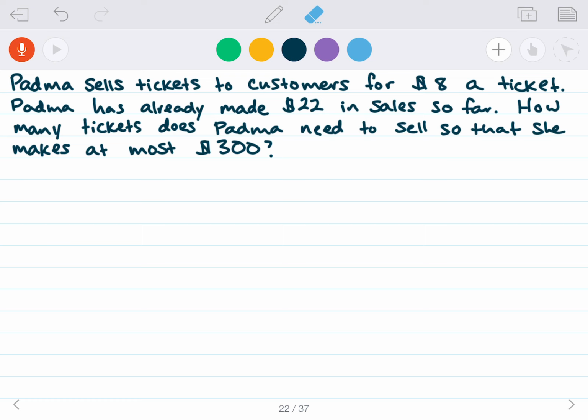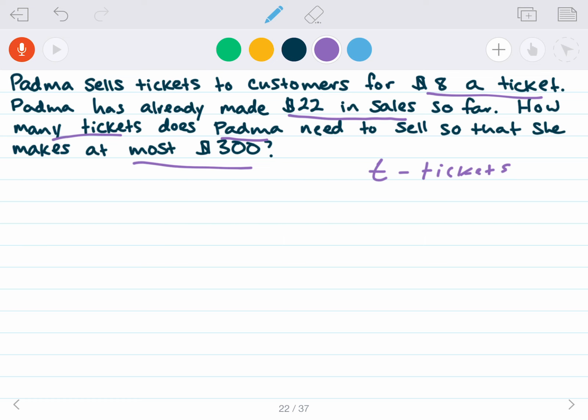Padma sells tickets to customers for $8 a ticket. Padma already has $22 in sales so far. How many tickets does Padma need to sell so that she makes at most $300? So let's unpack this word problem, what it means in terms of inequalities. Now, what's our unknown value here? What are we trying to figure out? Well, we're trying to find out how many tickets she needs to sell. So I'm going to say that t is our unknown, our variable, and that's going to be the tickets that she needs to sell.